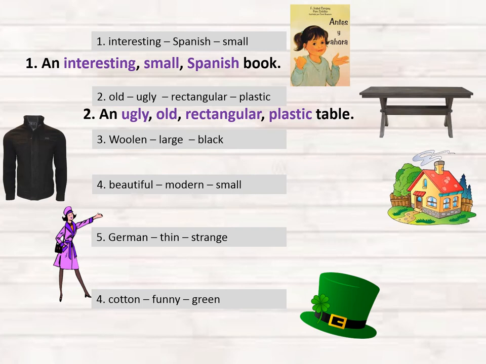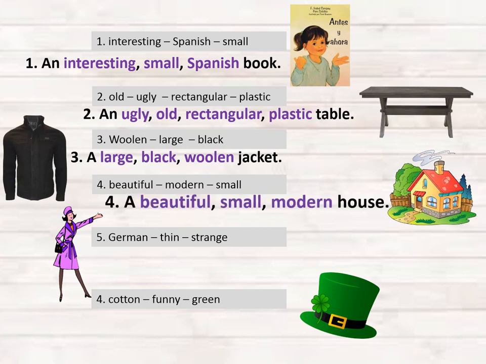Now, a woolen, large, and black jacket. So which one should we start with? We don't have opinion here, so we start with large, the size. A large, then color, black, woolen material jacket. It's made of wool. Then beautiful, modern, small house. We have opinion here, which is beautiful. Yes, so we start with beautiful, opinion. So a beautiful, small, modern house. Small, that's size. And modern, that's age, yes.